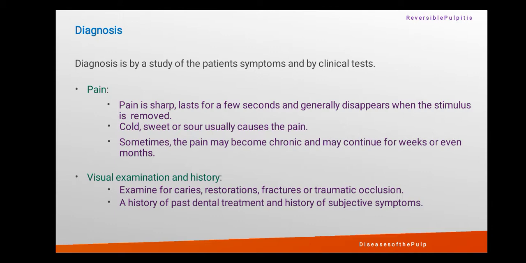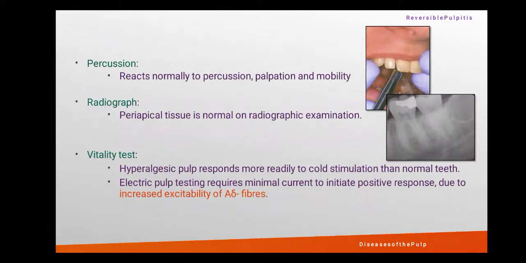On visual examination and patient history, you can see there is a presence of caries, restoration, fractures or traumatic occlusion, and the tooth is normal to percussion, palpation and mobility. Radiography: there are no radiographic changes, absolutely normal lamina dura. Vitality test: hyperalgesic pulp responds more readily to cold stimulus than a normal tooth, as there is increased excitability of the A delta fibers.